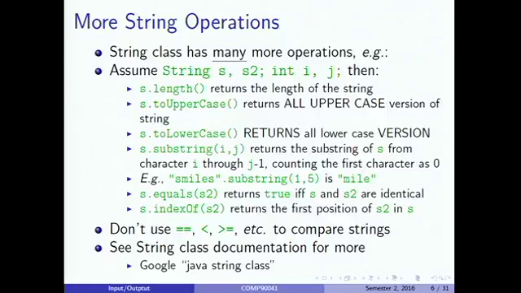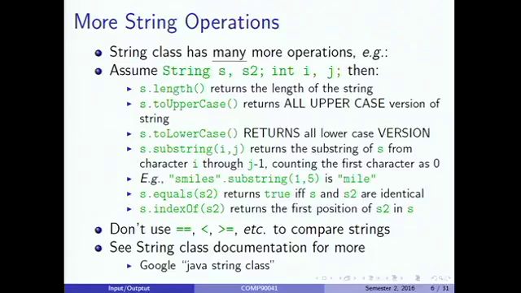s.toUpperCase(). I always get that wrong. s.toUpperCase, where the U and the C are uppercase. It takes whatever the string s is and makes all the letters in it uppercase. Other characters, numbers, punctuation and so on are left alone. And there's s.toLowerCase(), which does the opposite. All the letters are made lowercase.